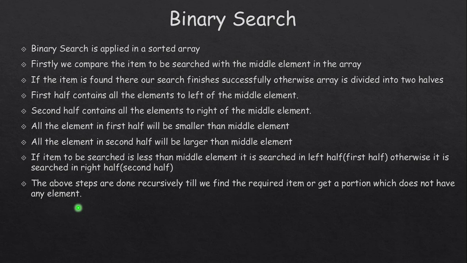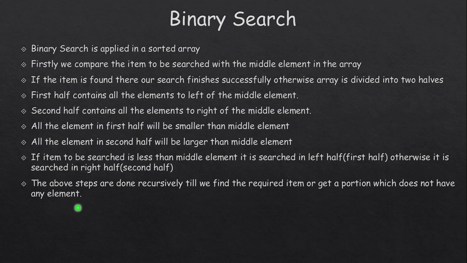First we compare the item to be searched with the middle element in the array. If the item is found there, our search finishes successfully. Otherwise, the array is divided into 2 halves. So here we are dividing the array into 2 halves, that means we are dividing a larger problem in half. The first half contains all the elements to the left of the middle element. The second half contains all the elements to the right of the middle element.